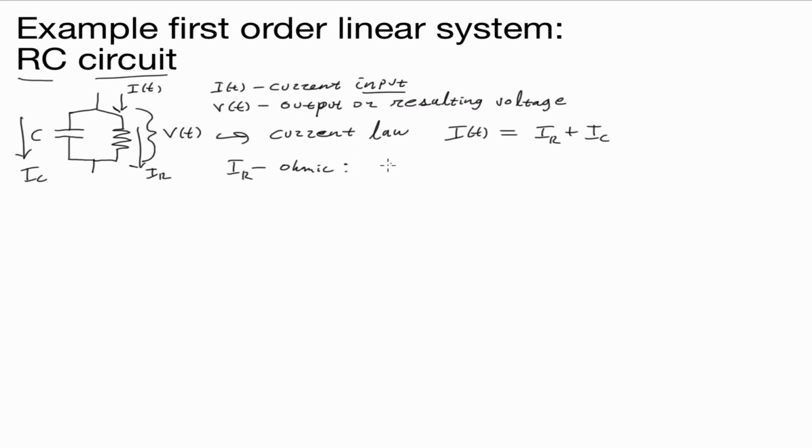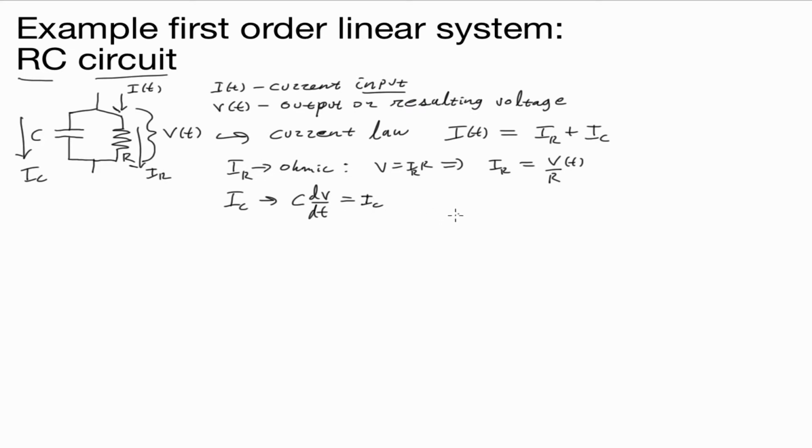All right. So it turns out IR, we'll assume that this is ohmic, which means that V equals IR times the resistor. So this has a resistance R, in ohms. So IR then is going to be V over R, and that's a V of t. Now IC, this is going to be called a capacitive current, and it turns out to be equal to dV dt times the capacitance. So that is equal to IC.